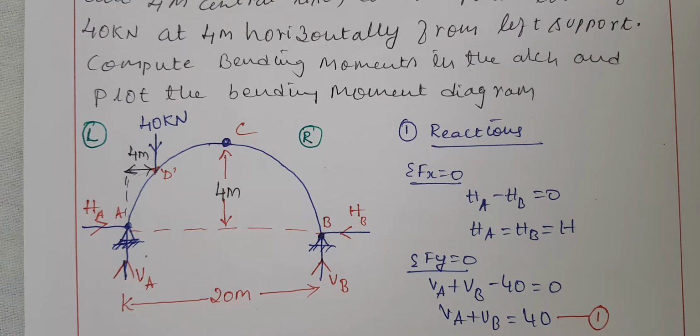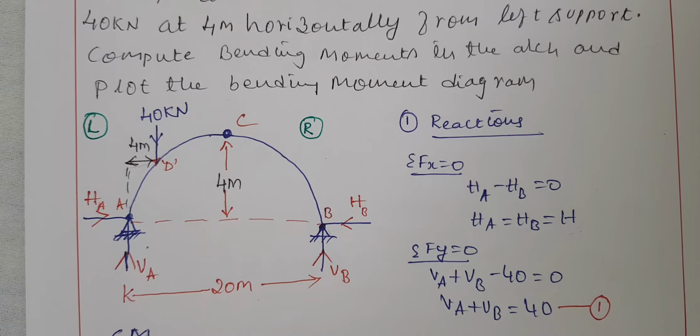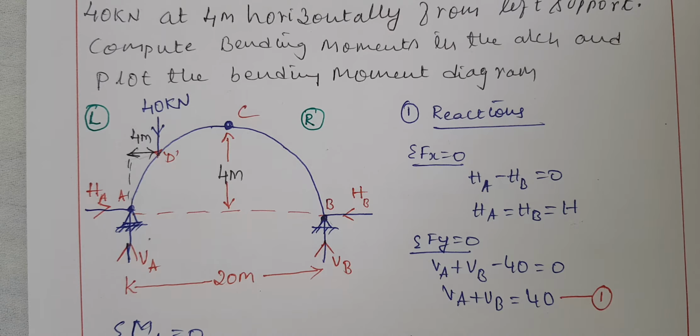First I am considering the first equilibrium condition, summation of Fx equal to 0, where I came to know HA and HB are the same. I consider that as H. Then I consider the next equilibrium condition, summation of Fy equal to 0. Then I came to know VA plus VB minus 40 will be equal to 0, so VA plus VB will be equal to 40. I consider that as equation 1.